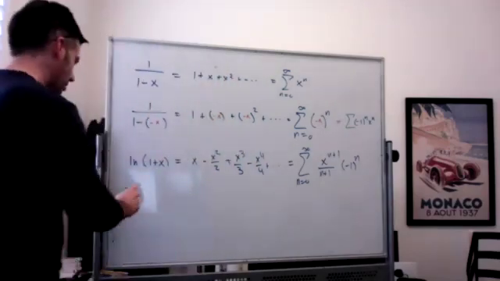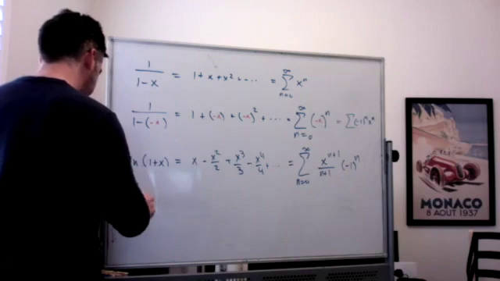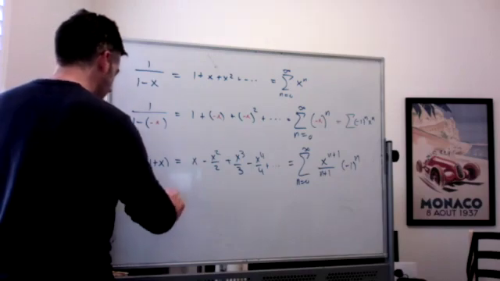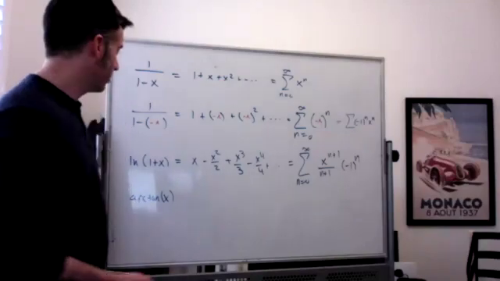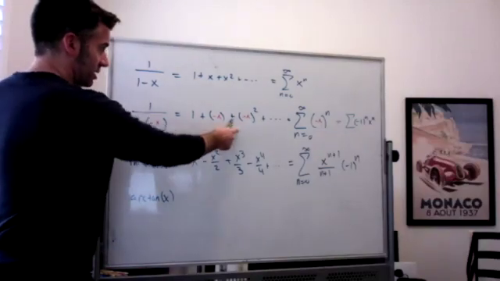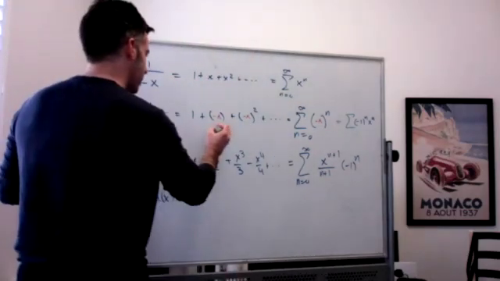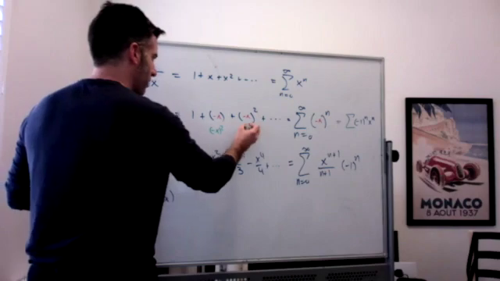You also have the arctangent of x. This one comes up a lot as the antiderivative of 1 over 1 plus x squared. So we've got the same thing here, except instead of plugging in a negative x, we're plugging in a negative x squared.